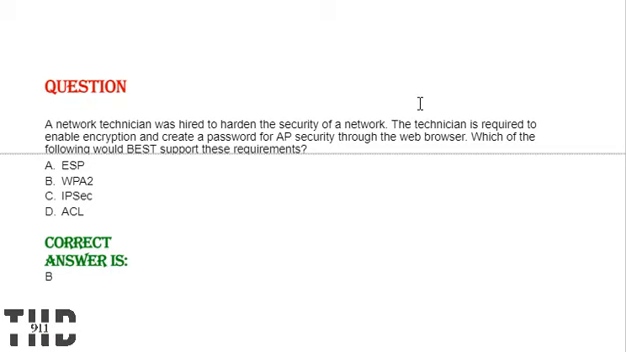A network technician was hired to harden the security of a network. The technician is required to enable encryption and create a password for AP security through the web browser. Which of the following would best support these requirements? Option A, ESP. Option B, WPA2. Option C, IPsec. Option D, ACL. The correct answer is option B.